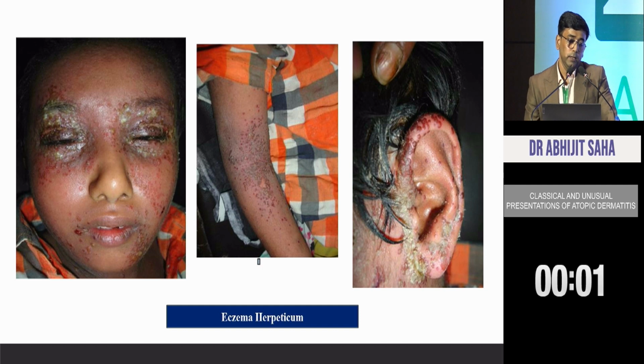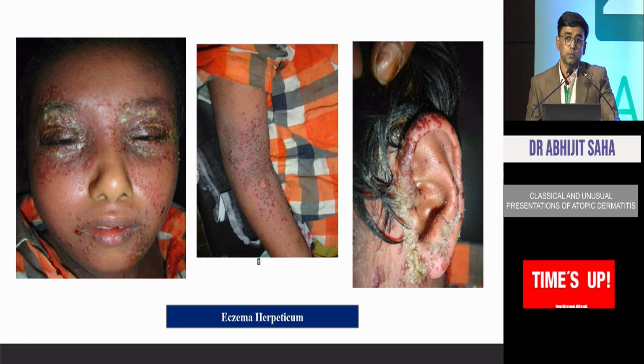This 11-year-old girl was a known case of AD, suddenly became toxic with high rise of temperature and developed so many vesicles. You can see around the eyes, and some over the pre-existing atopic patches, and some of the lesions are hemorrhagic. So it is eczema herpeticum. Extreme emergency, we should start IV acyclovir without delay. Otherwise, we may lose the child.